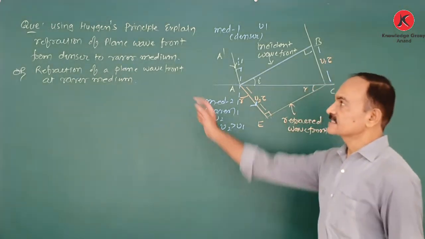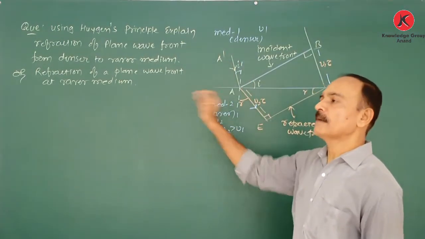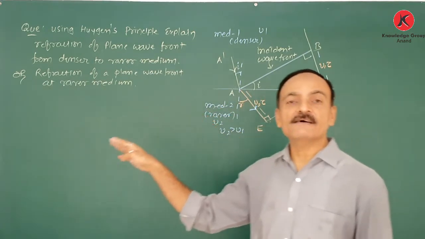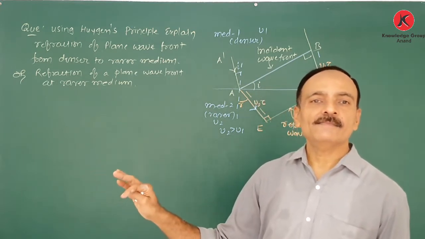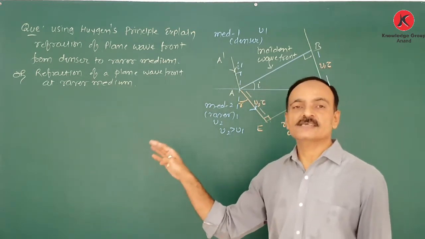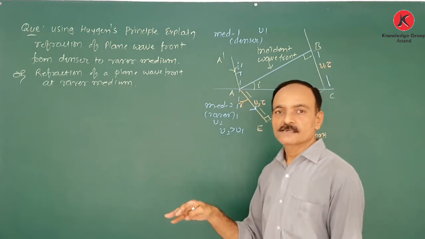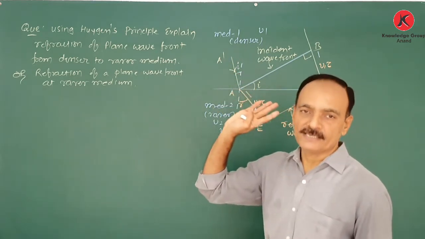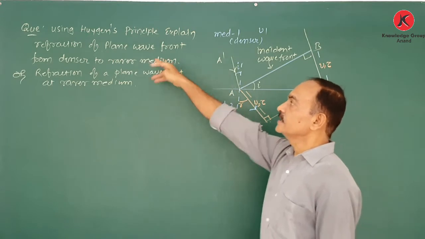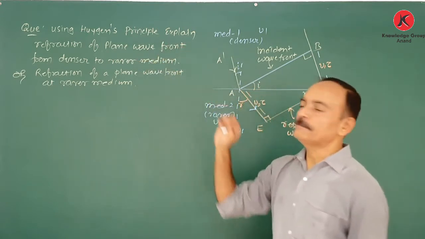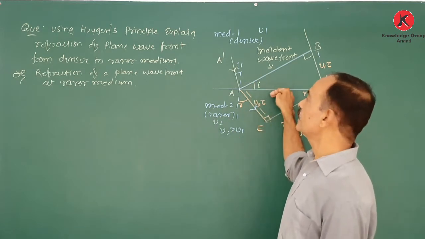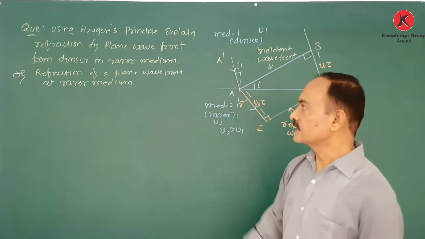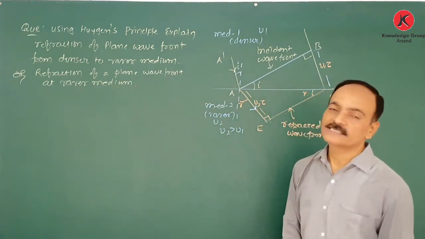Okay, now after the discussion of the refraction of a plane wave front by the interface separating the rare and denser medium, that means when the plane wave front is traveling from rare to the denser medium, in this case we derived the equation of Snell's law. Now what happens if the plane wave front is traveling from denser to the rare medium? We are going to discuss this using the Huygens principle, explaining the refraction of the plane wave front from the denser to the rare medium.